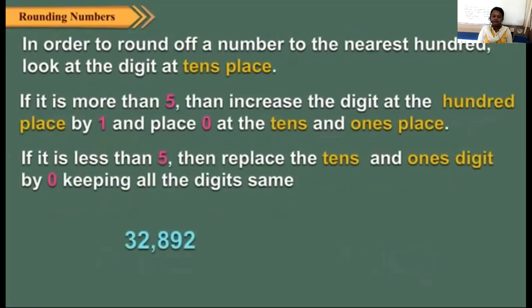Let us see examples. Here 9 is greater than 5. So replace the ones and tens digit by 0 and increase the hundreds digit by 1. Here 2 is less than 5. So replace the ones and tens digit by 0, keeping all the digits the same.